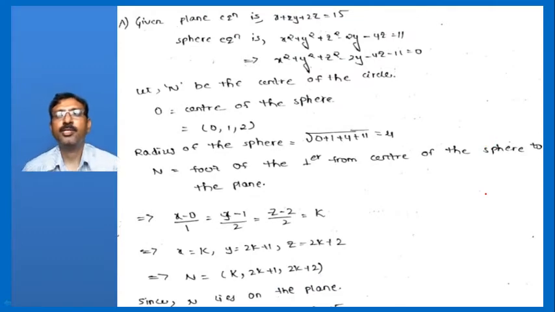Yeah, solution is x plus 2y plus 2z equal to 15. This is the equation of the given plane. This is the equation of sphere: x square plus y square plus z square minus 2y minus 4z minus 11 equal to 0. These two equations are given. Let N be the center of the circle.